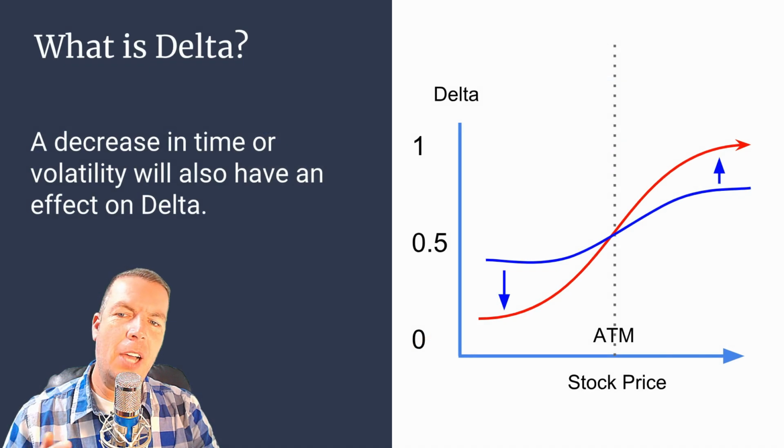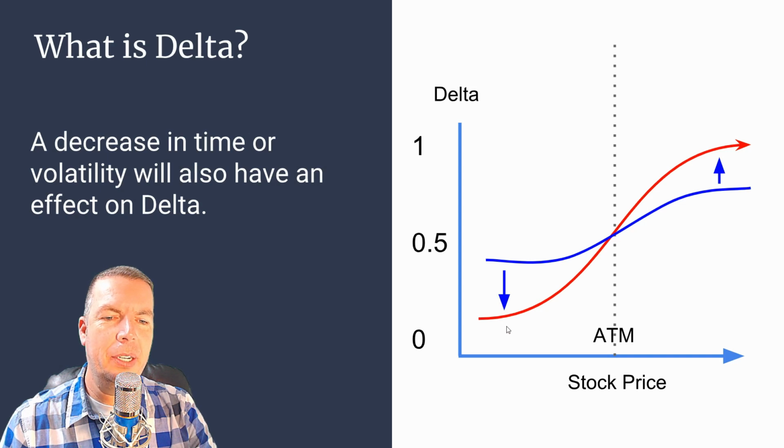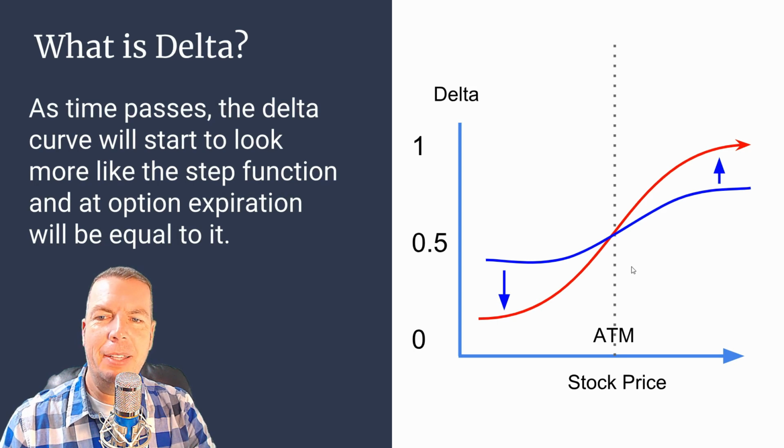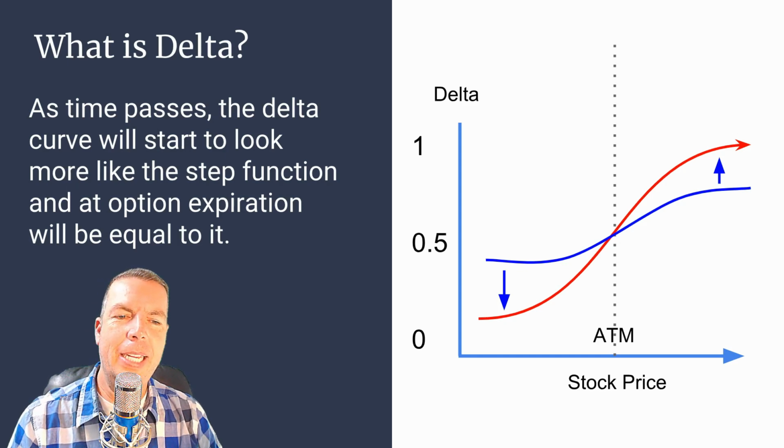So a decrease in time or volatility will also have an effect on delta, and you can see here that this red line represents the option at expiration. The blue line would be where we are right now today. As we move forward in time, the delta curve will start to look more like the step function, and at option expiration it's going to be equal to it.